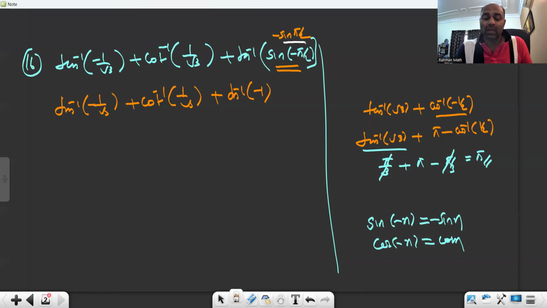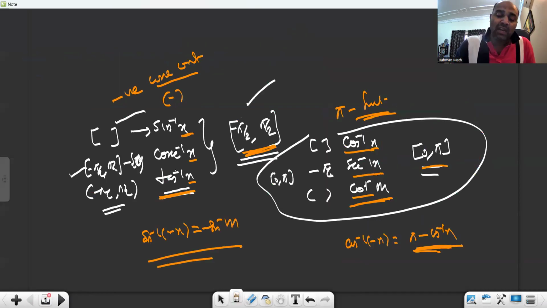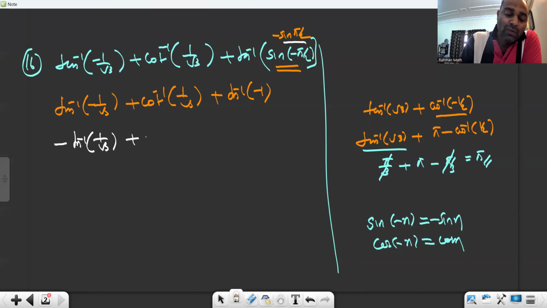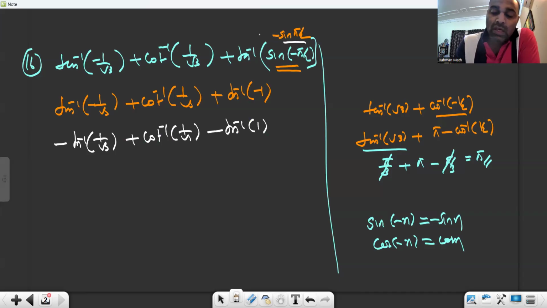Now I told you already, according to this result, if there is a negative sign in tan inverse, it will come out. So what we can see: minus tan inverse 1 by root 3, cot inverse 1 by root 3, minus tan inverse 1. Please write it. Because tan inverse has a negative but cot inverse has no negative sign. Only if a negative sign is there do you have to think about this.